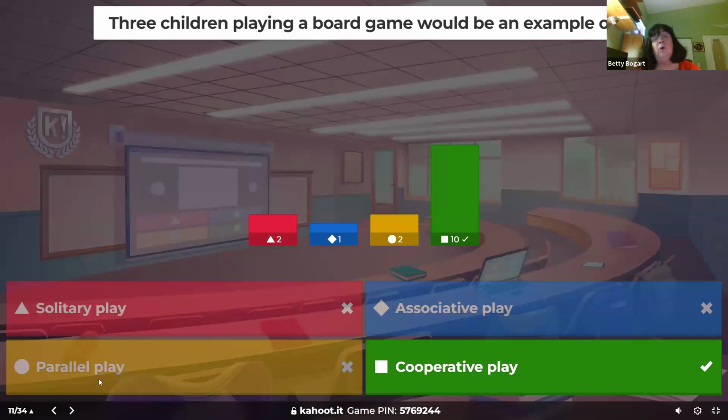And that's called cooperative play. Solitary is alone. Associative, playing together, no goal. And parallel play, you're toddlers. One kid's here, one's here, and they're not sharing. They're just next to each other.